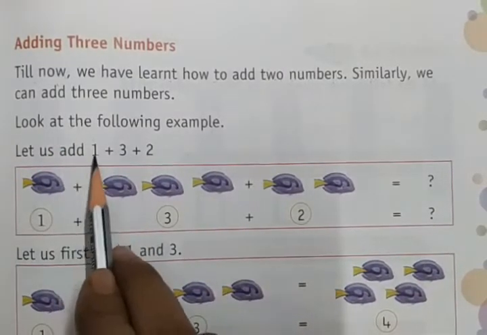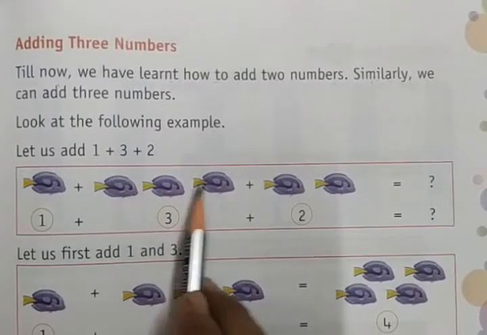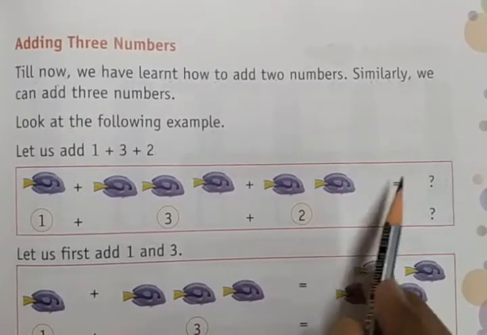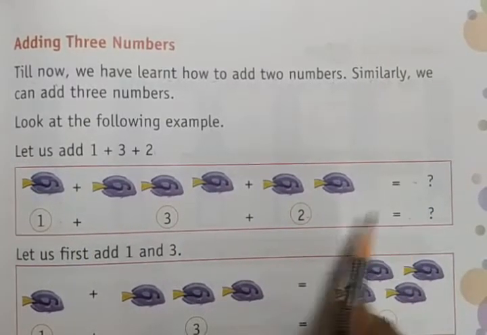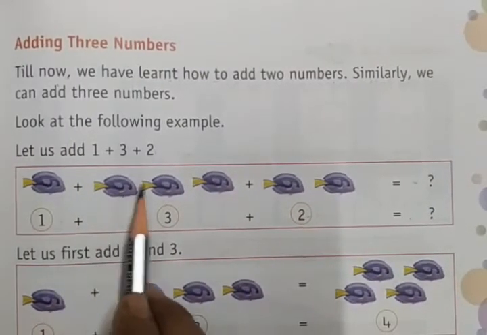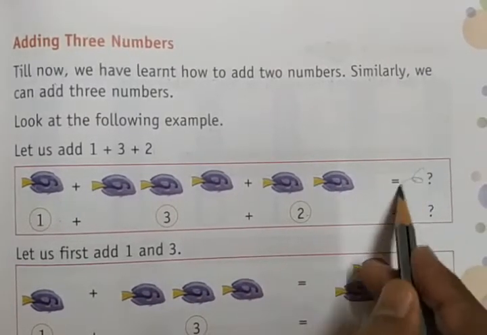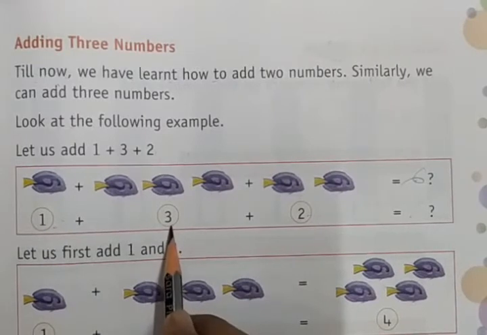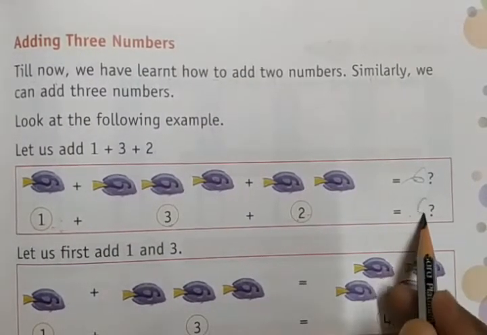Let us take 1 plus 3 plus 2. 1 plus 3 plus 2 is equal to how much? Here 1, 2, 3, 4, 5, 6. Right? 6. So 1 plus 3 is 4. 4 plus 2 is 6 again.